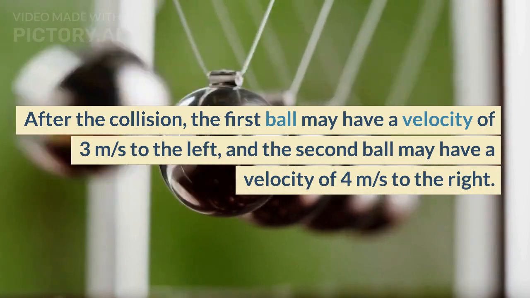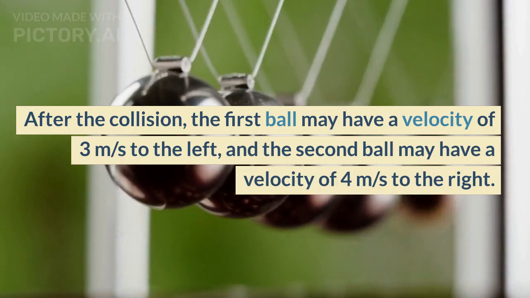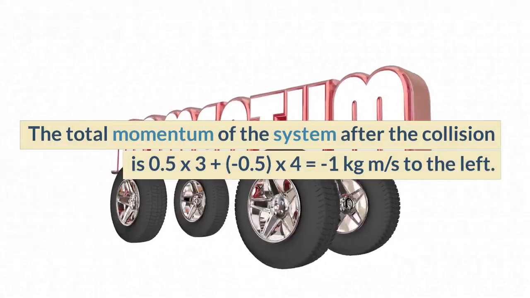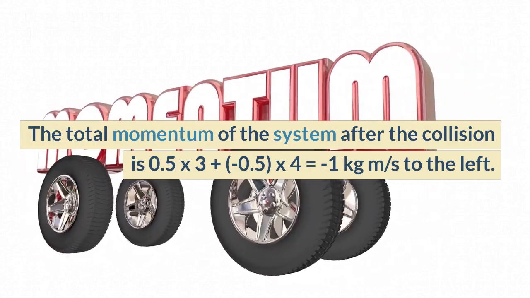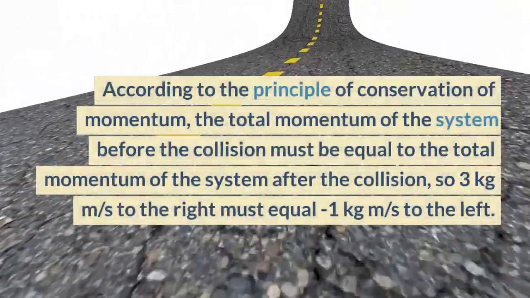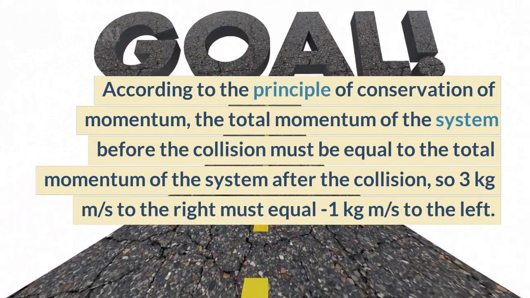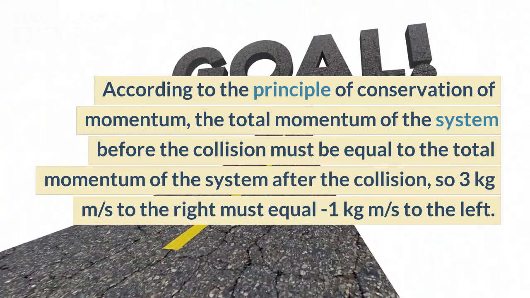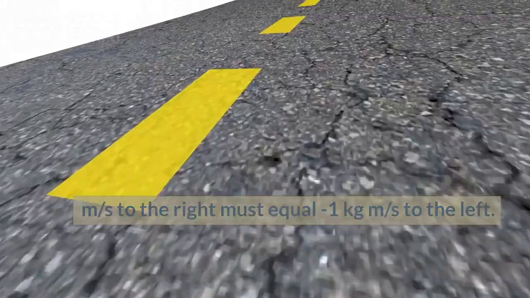After the collision, the first ball may have a velocity of 3 meters per second to the left, and the second ball may have a velocity of 4 meters per second to the right. The total momentum of the system after the collision is 0.5 x 3 plus (minus 0.5 x 4) equals minus 1 kilogram meter per second to the left. According to the principle of conservation of momentum, the total momentum of the system before the collision must be equal to the total momentum of the system after the collision, so 3 kilograms meter per second to the right must equal minus 1 kilogram meter per second to the left.